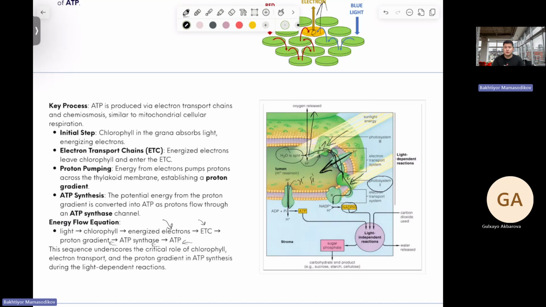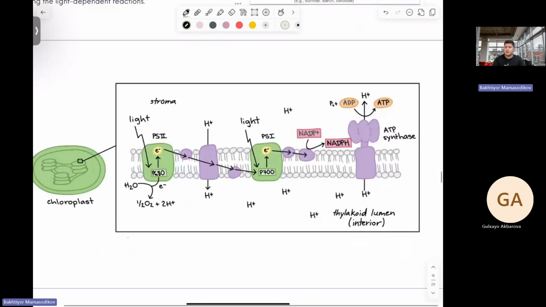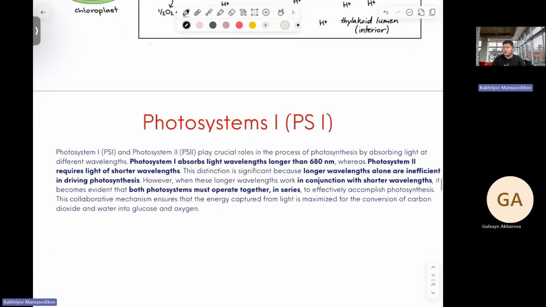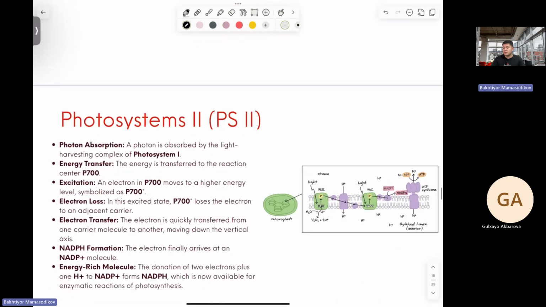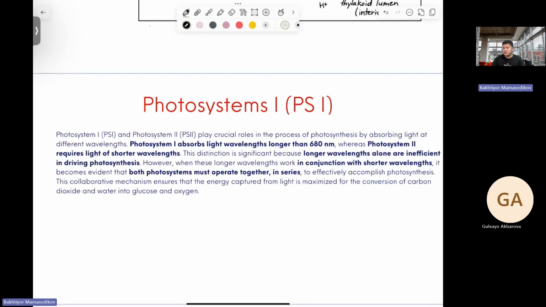I hope you understood this. So any questions so far? Here in this illustration, this is the same as what I have mentioned to you. This is photosystem 1. This is photosystem 2. What's happening? We talked about it. Photosystem 1 and photosystem 2 play crucial roles in the process of photosynthesis.